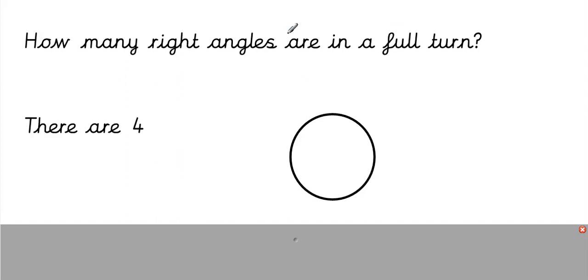So we've got our circle here. If I draw 2 lines across my circle, you can see that I have got a right angle here, a right angle here, a right angle here, and a right angle here. So I've got 4 right angles all together in a full turn. The full turn would start here, go all the way around, and end here. Well done if you got that correct.